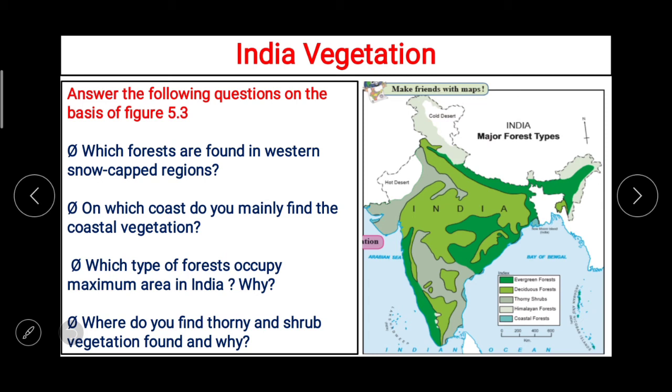On which coast do you mainly find the coastal vegetation? Which type of forest occupy maximum area in India, and why? Now by using this index you can answer all the questions. Now this one is looking everywhere, this which is deciduous forest. And the next question, where do you find thorny and shrub vegetation found and why?